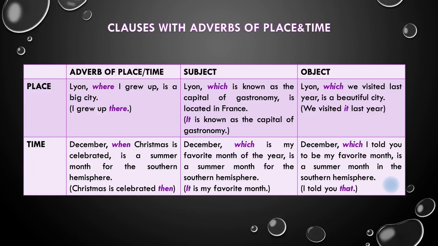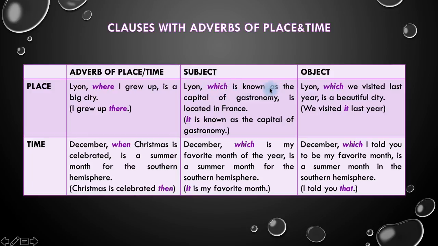Now, what about the adverbs of place and time? Let's look at the examples here. Again, we can use them with non-defining relative clauses as where. Lyon, where I grew up, is a big city. Where is an adverb of place here. Now, again, the same problem exists with non-defining relative clauses. You should pay attention to the meaning that we are trying to convey with the sentence.